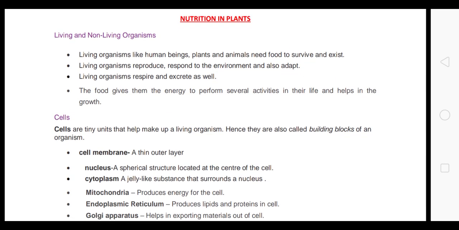Hello, so today we will discuss nutrition in plants. So what is nutrition in plants? Basically, nutrition means the way plants get their nutrition for preparing food.